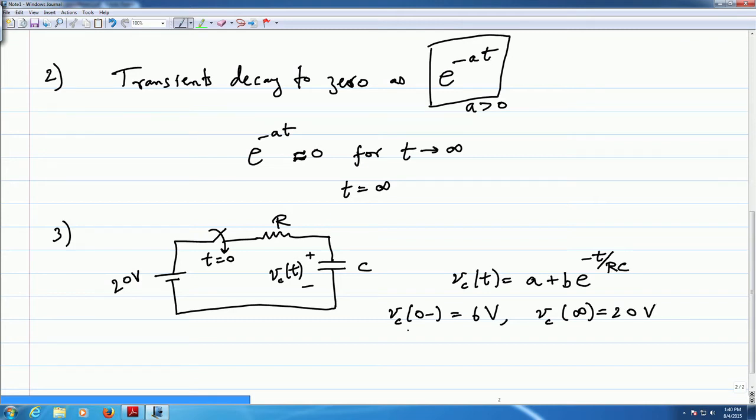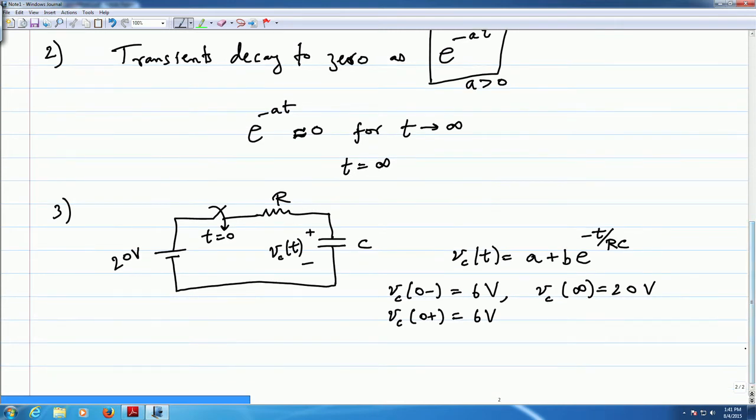Now, since this is a simple circuit with just one capacitance, Vc of 0 minus and Vc of 0 plus are the same. The voltage across the capacitance will not see a jump. So, you have the initial and final conditions: Vc of 0 is 6 volts, Vc of infinity is 20 volts. Now, it is just a question of plugging it into this form, a plus b e power minus t by RC, and solving for it.